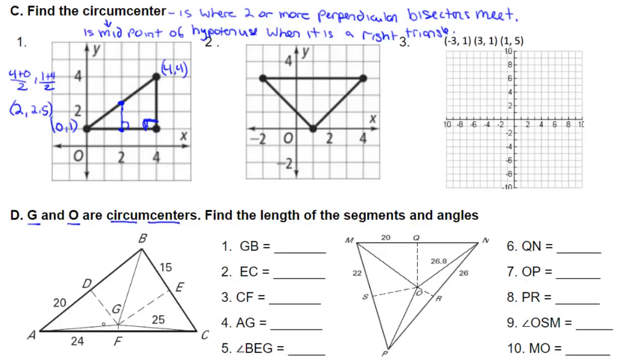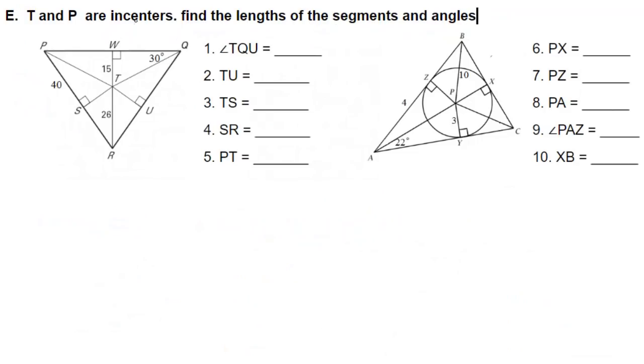If you look at part D, there are more circumcenters, and again, you've got to keep in mind that circumcenters are equidistant to each corner. So in this case, this is 25. Well, then GB must also be 25. So anyway, use what you know about these. Here's a perpendicular bisector. So if EC is 15, well, BE is 15, EC's got to be 15.